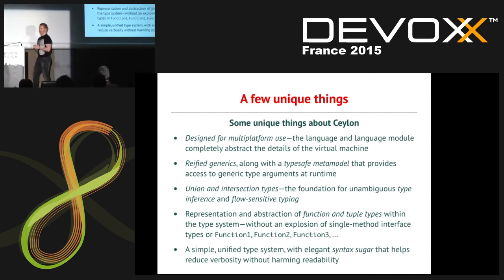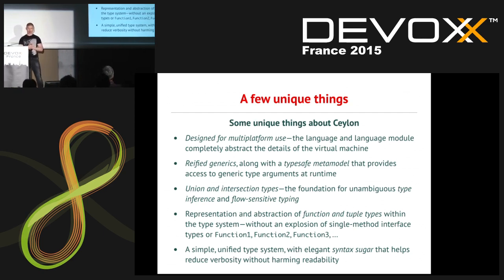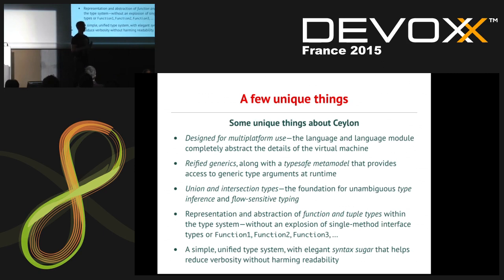Some very unique things about Ceylon. First of all, the fact that it's designed from the ground up for multi-platform use. The fact that it has reified generics along with a type-safe metamodel for introspecting information about the schema of your program. This allows some very powerful and useful stuff, which I'm not going to get into here. Union and intersection types are the thing which people get most excited about in Ceylon, and which you see now other languages heading down this path. It's the foundation of some of the coolest things in Ceylon, like unambiguous type inference and flow-sensitive typing, which make the language a joy to use, make it just much nicer and more enjoyable to work with static typing.